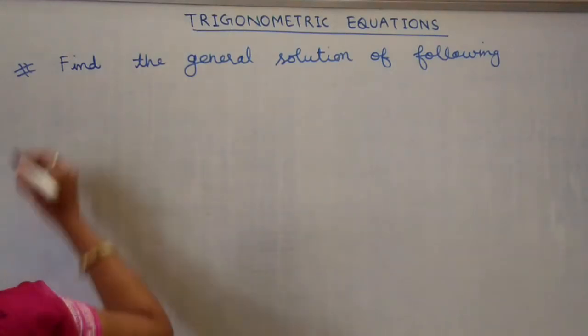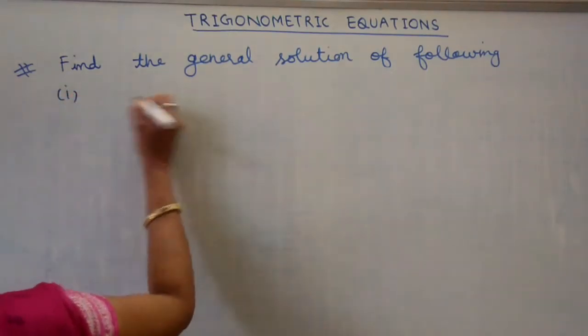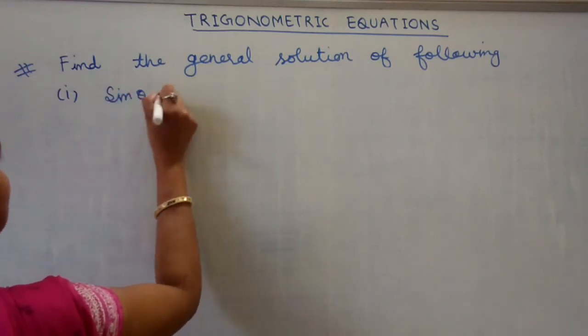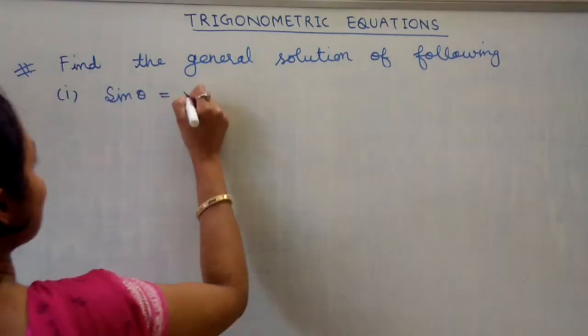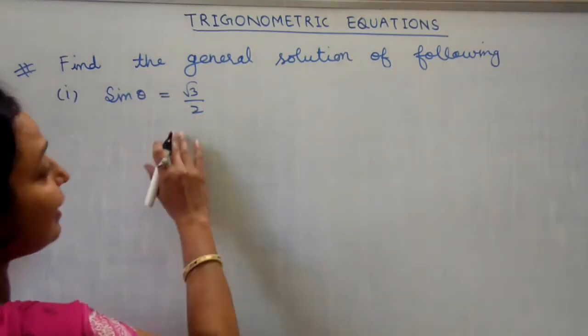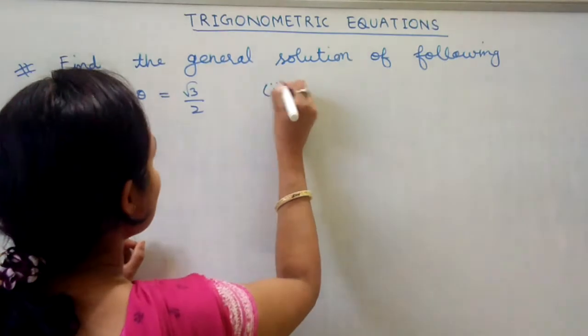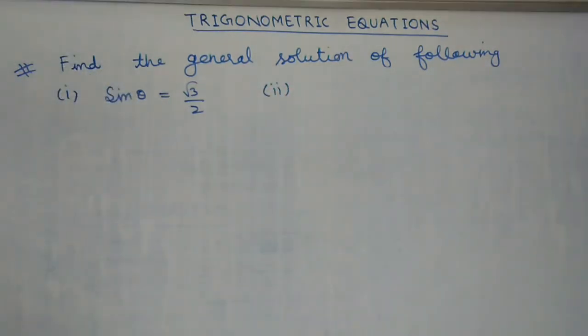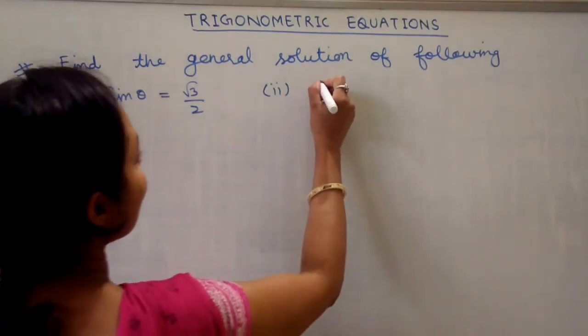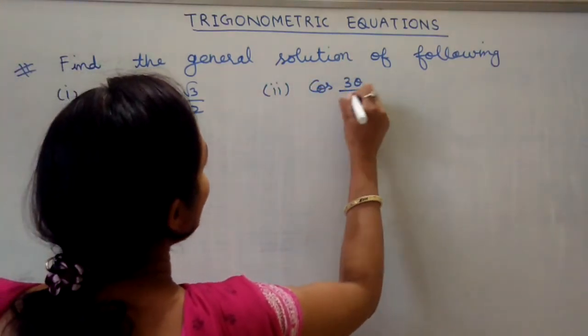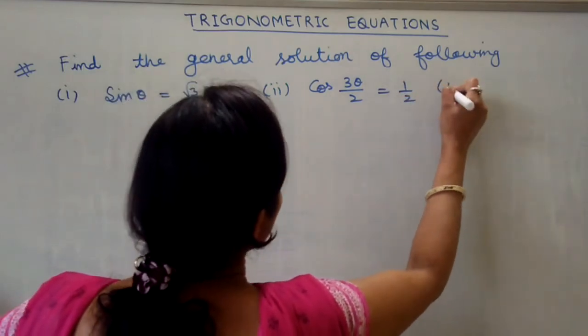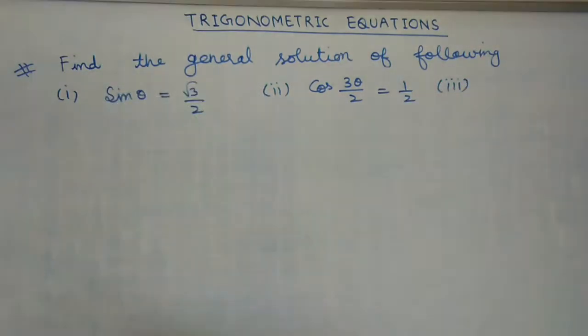Now come to the first part, that sin theta is equals to root 3 by 2. This is one of the questions when a value other than 0 is present here. Second, I will write the question on the basis of cos 3 theta upon 2 is equals to 1 by 2. Now come to the third part, that is totally based on tan theta. So I will write the values in the form of tan theta.